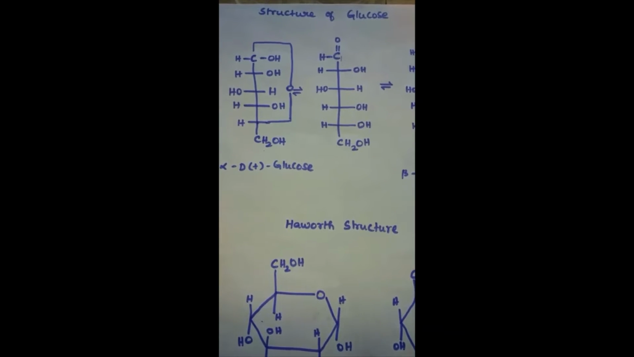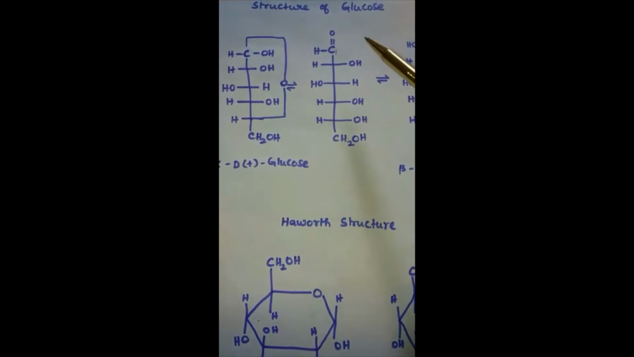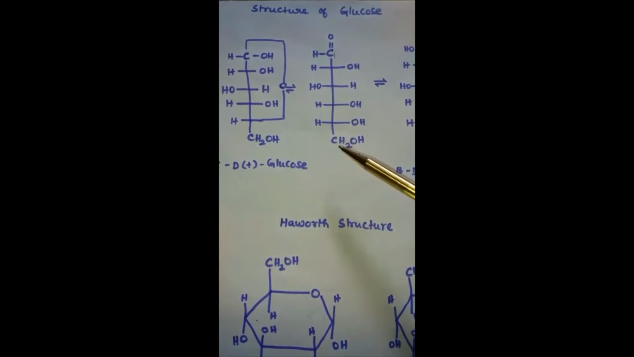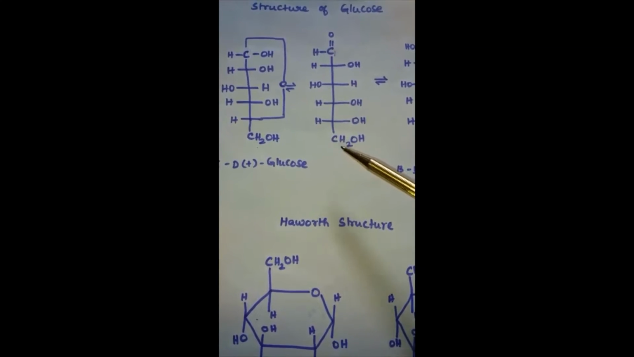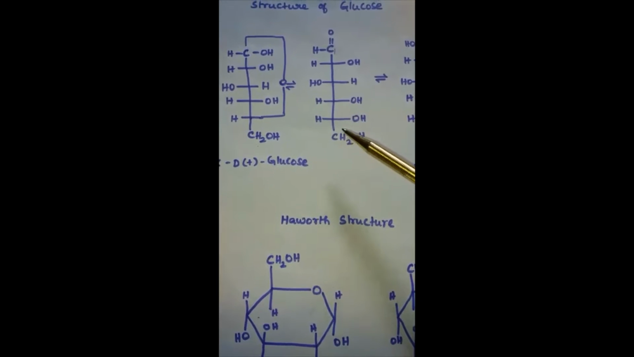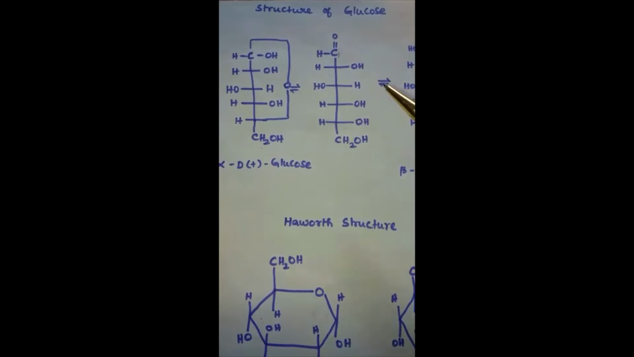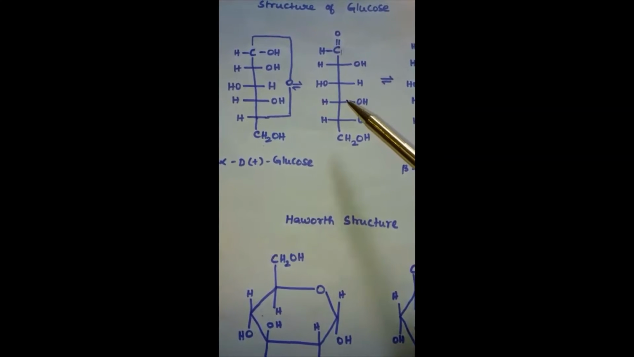Today's segment, I'll be discussing the easy way to draw the Haworth structure of glucose. This is the open chain structure of glucose. The open chain structure of glucose was given by Fischer, and the structure was not able to answer all the reactions of glucose. So the cyclic structure of alpha glucose and beta glucose came into effect, which is in equilibrium with the open chain structure.